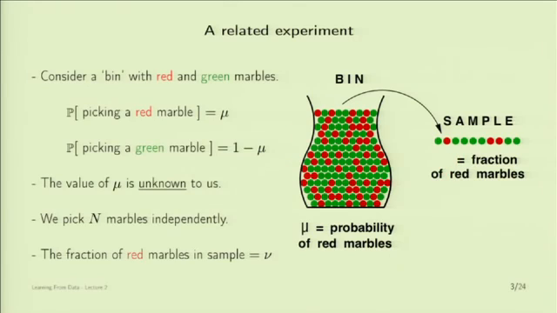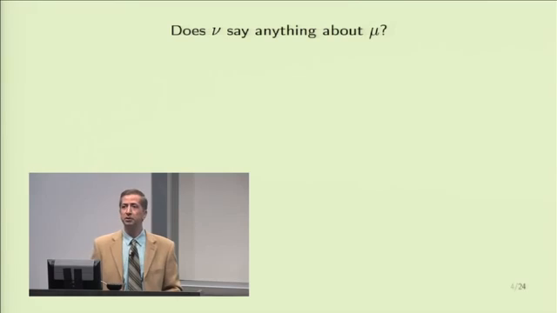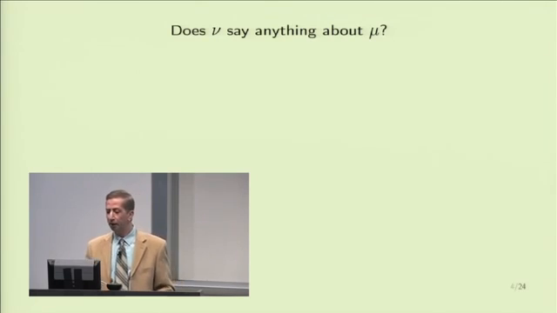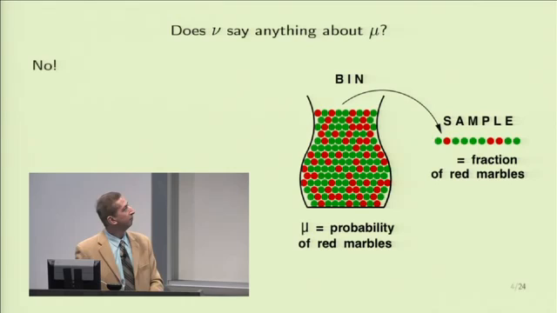Now, this is the bin. So now the next step is to ask ourselves the question we asked in machine learning. Does nu, which is the sample frequency, tell us anything about mu, which is the actual frequency in the bin that we are interested in knowing? The short answer, this is to remind you what it is, the short answer is no.